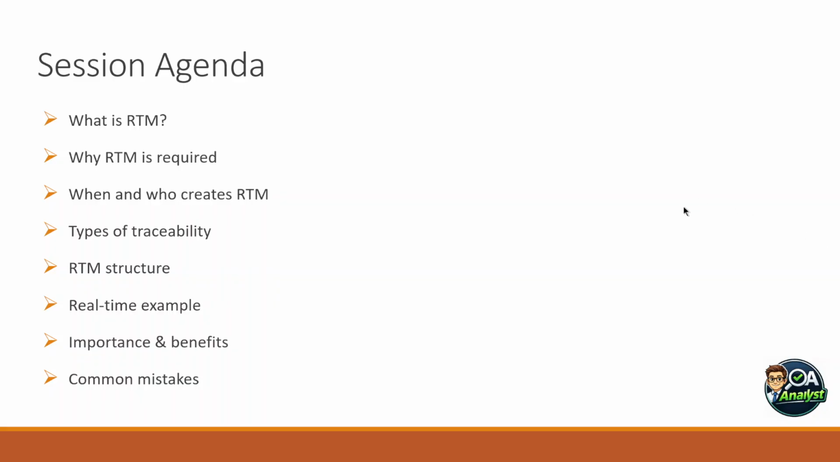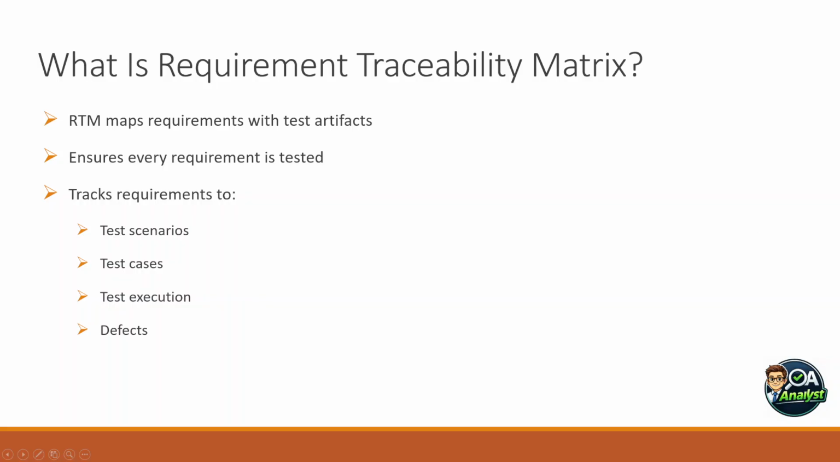So let us first understand what RTM actually is. The Requirement Traceability Matrix is a document that maps requirements with test artifacts. In simple words, RTM answers the question, is every requirement tested? RTM helps us track requirement to test scenarios, requirements to test cases, requirements to test execution, requirements to defects. So remember this definition clearly. RTM ensures that no requirement is missed during testing.